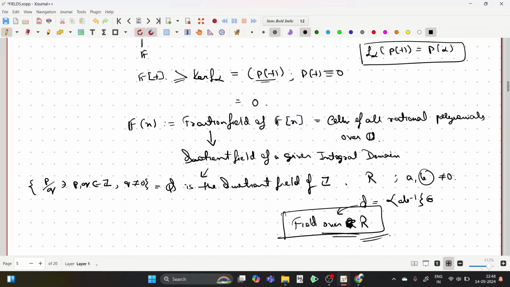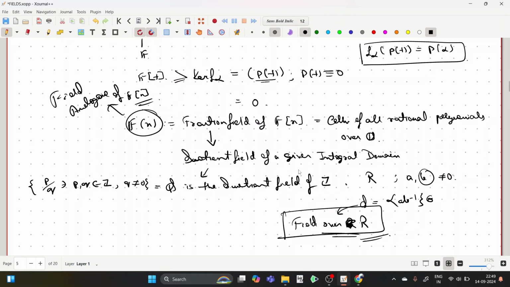We will have a detailed discussion on this, but in very simple observations, you can think of F(x) to be the field analog of F[x], F square bracket x. Clear? Okay.